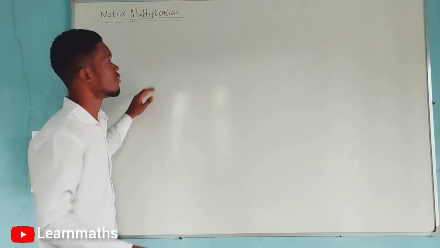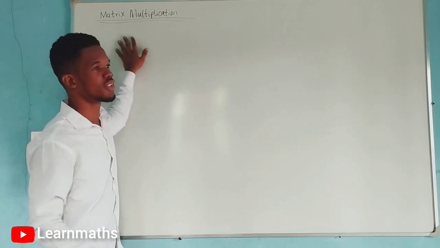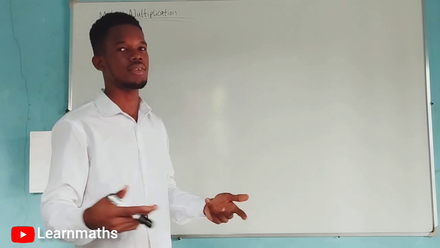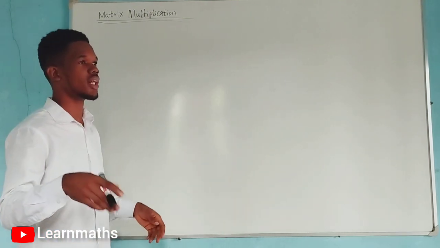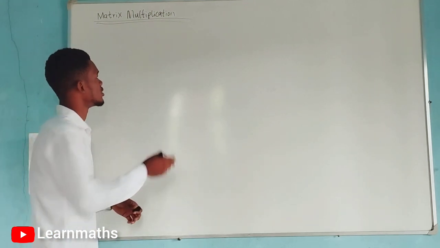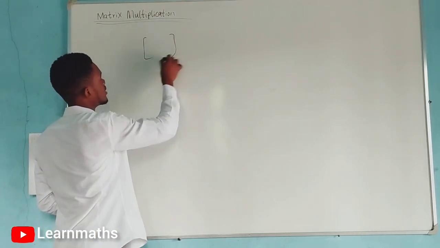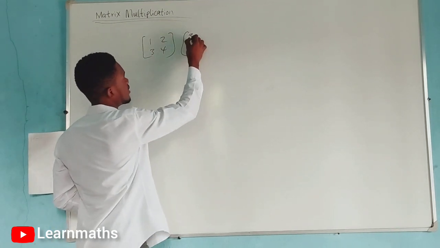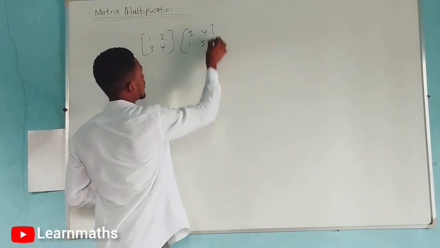The topic for today is going to be matrix multiplication. In the previous video, we looked at scalar multiplication of a matrix, but now we're going to be looking at matrix multiplication of a matrix. So now let's take into consideration these two matrices: 1, 2, 3, 4, and let's say 3, 4, 1, 5.